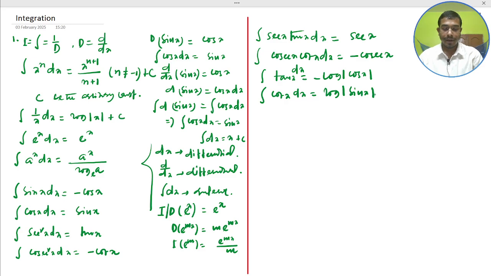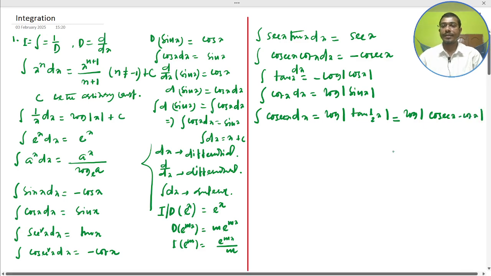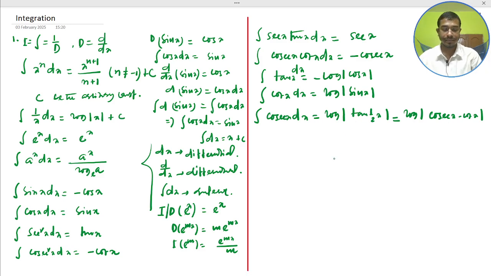Next, integration of cosec x dx, that would be what? Log modulus of tan x by 2, that is tan half x, and it can be written in the form log mod cosec x minus cot x. After simplifying cosec x minus cot x, you would get tan x by 2.